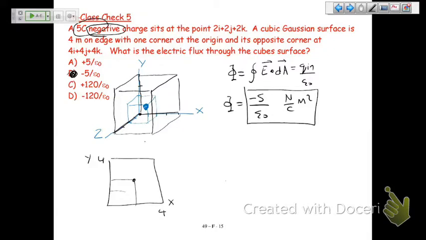So we're going to take a break here. When we come back, we're going to actually use these things to find Gaussian electric fields.